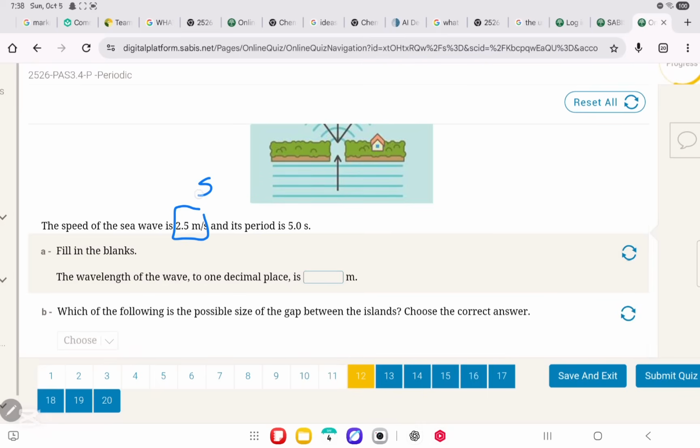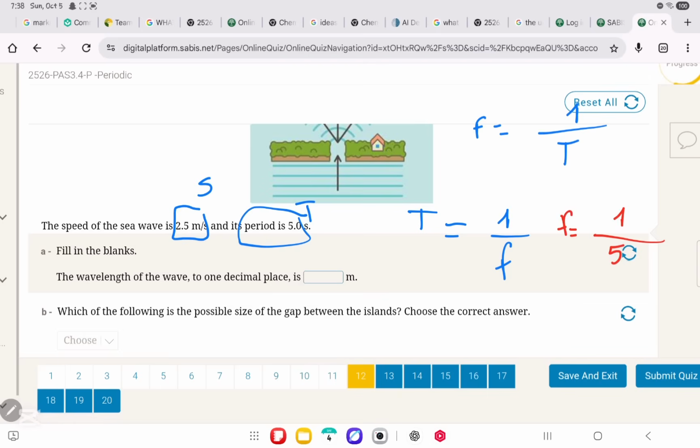This is the speed, and they gave us the period. How do you change from the period to frequency? The period is equal to 1 over the frequency. That means the frequency will be equal to what? Will be equal to 1 over the period. So in order for us to find the value of the frequency, it's going to be 1 over 5 seconds, which is 0.2.